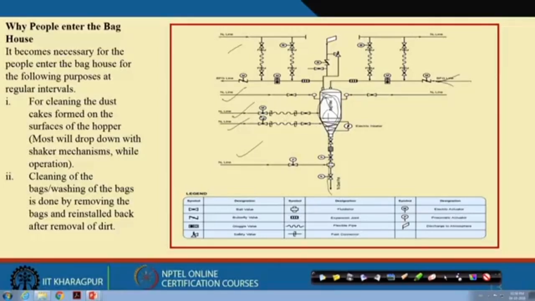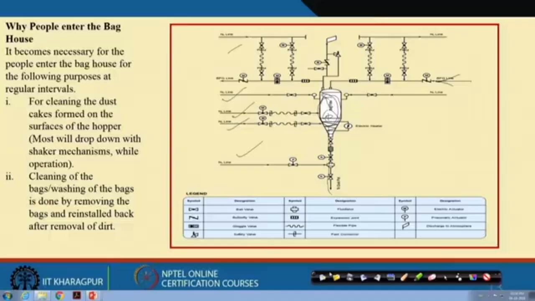If nitrogen valves are not closed, if nitrogen is here, then a process called asphyxiation happens. People will not get the required amount of oxygen for breathing. So, all the nitrogen lines are to be stopped, isolated. All the blast furnace gases are to be stopped, isolated. That is the requirement for the people to go into the bag filter.